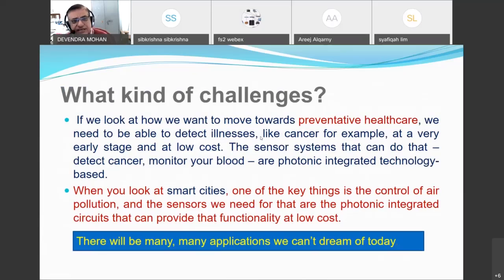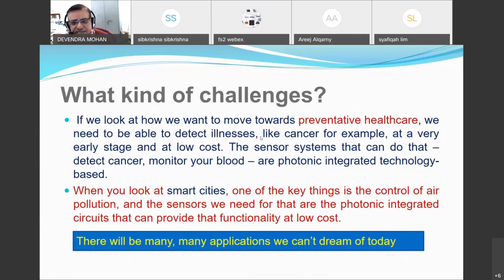So what kind of challenges? If we look at how we want to move forward, in the area of preventive healthcare, we need to be able to detect illness like cancer, for example, at a very early stage and at low cost.